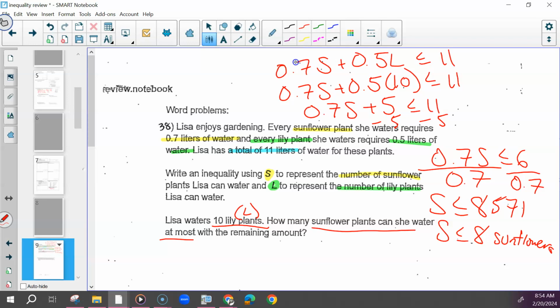Move on to the next page. There are more of your compound inequalities. Questions on that page?